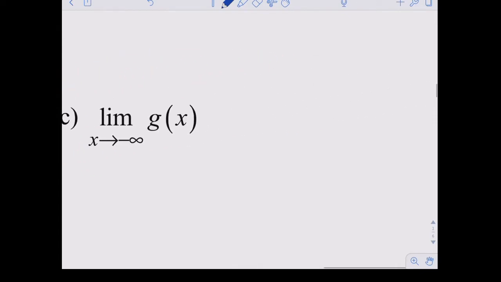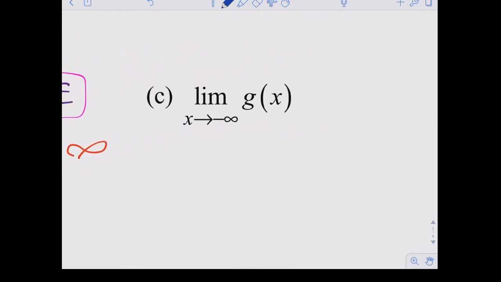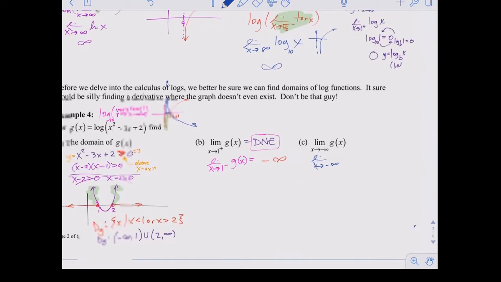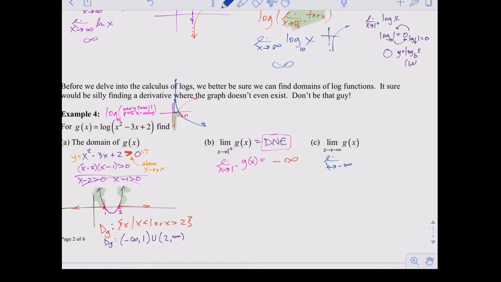Letter C. The limit as x goes to negative infinity. Go ahead and try it on your own. Or do it on your own, I should say. I don't want to belittle y'all's ability.